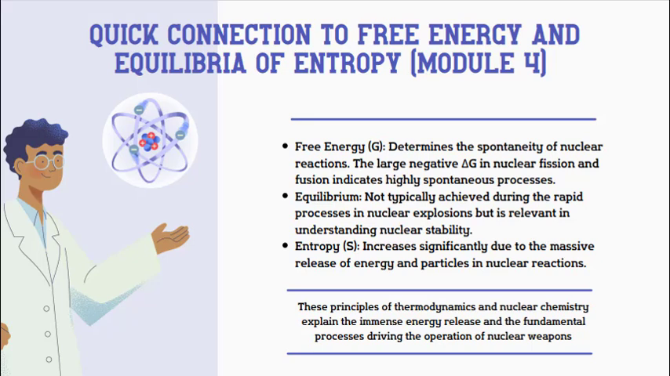Let's quickly connect the nuclear bomb to free energy and entropy and equilibrium that we learned in Module 4. Free energy determines the spontaneity of nuclear reactions. The large negative change in Gibbs free energy in nuclear fission and fusion indicates a highly spontaneous process. Equilibrium is not typically achieved during the rapid processes in nuclear explosions, but is relevant in understanding nuclear stability.